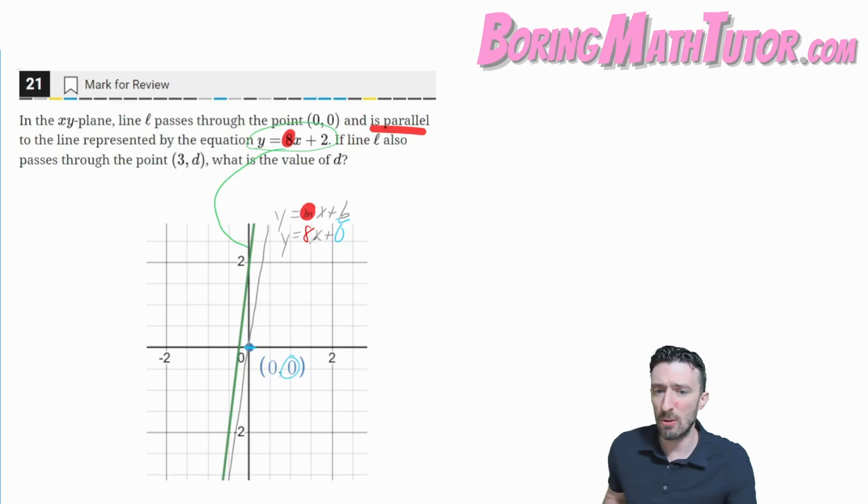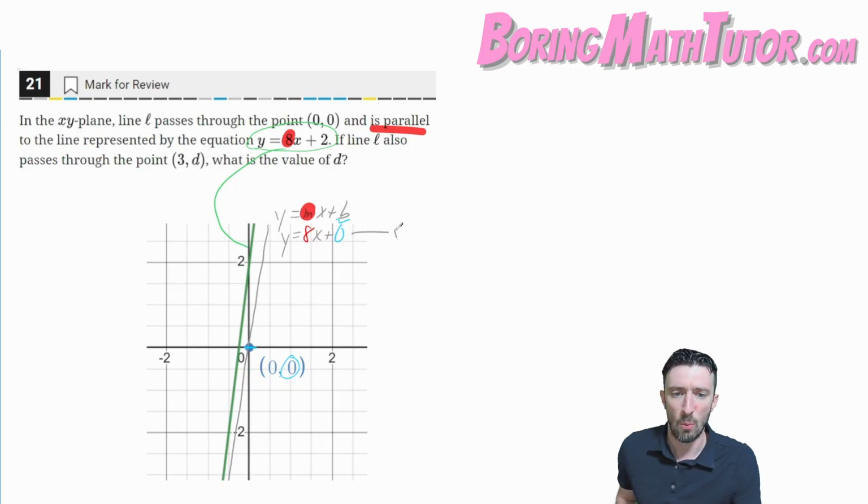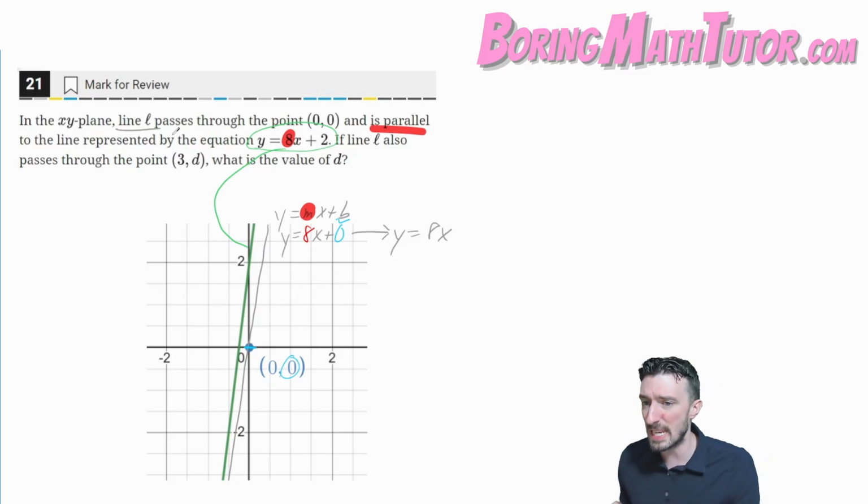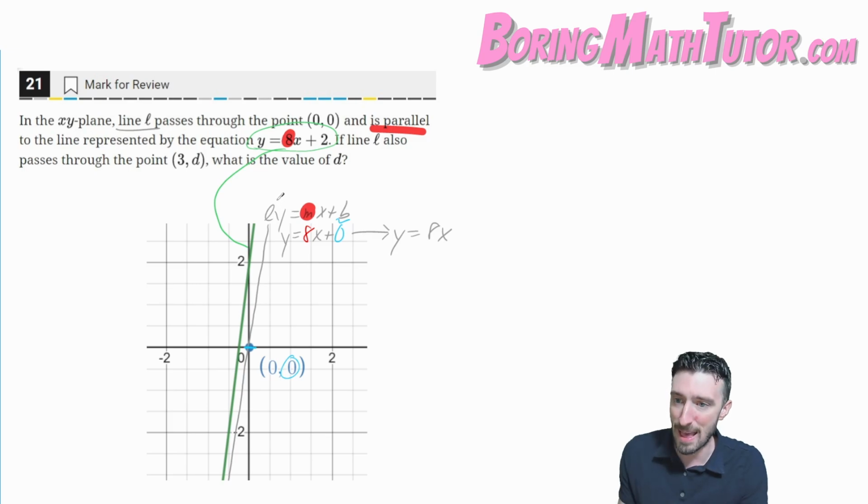Okay, so now 8x plus 0, that's the same thing as just saying y equals 8x. And now what that line is, line L. So line L is the one that goes through point 0, 0.